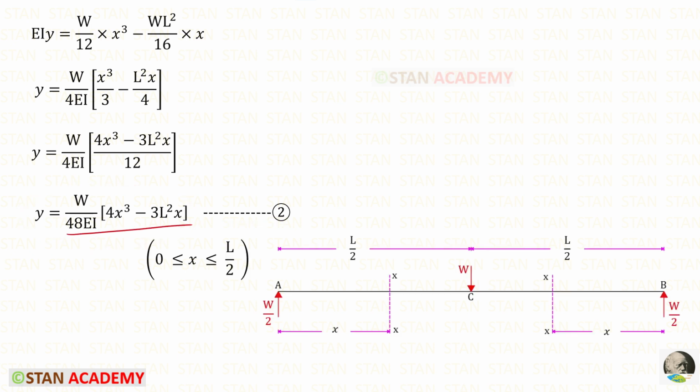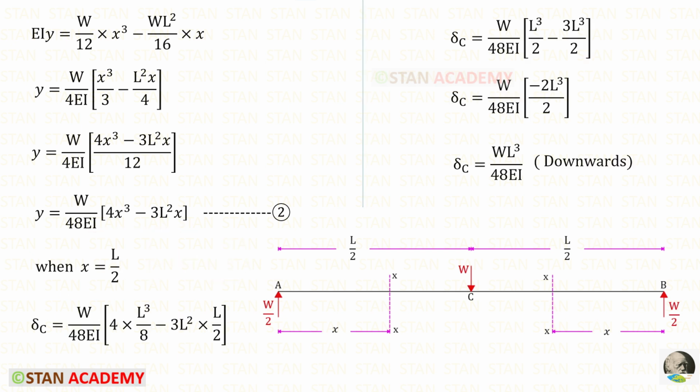This equation is applicable when x changes from 0 to L upon 2 on both sides. To find the deflection in the center, that is at the point C, in this equation, instead of x, we have to apply L upon 2 because at C, x is L upon 2. For the deflection in the center, we will get a negative value. That means the deflection occurs downwards.